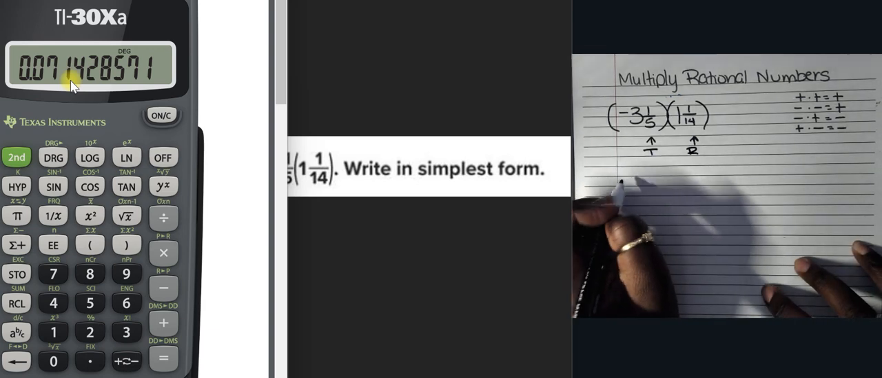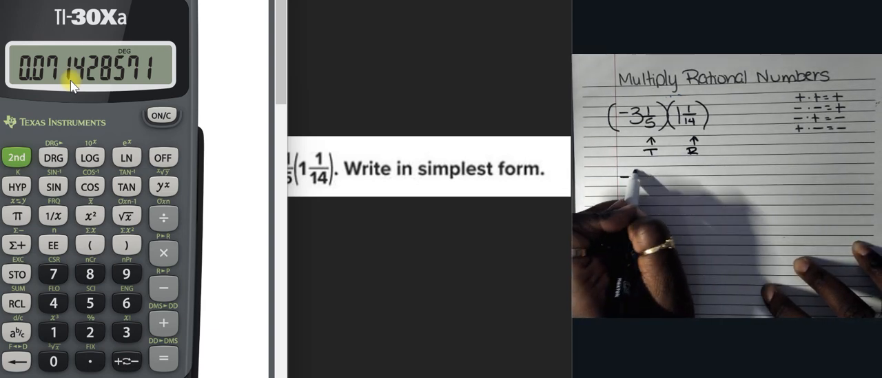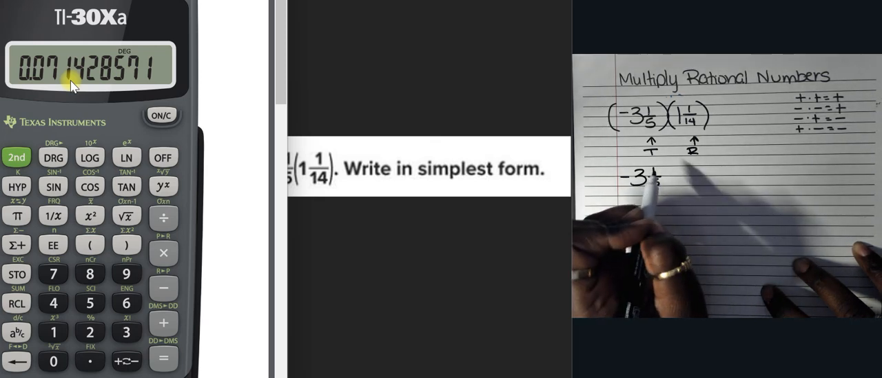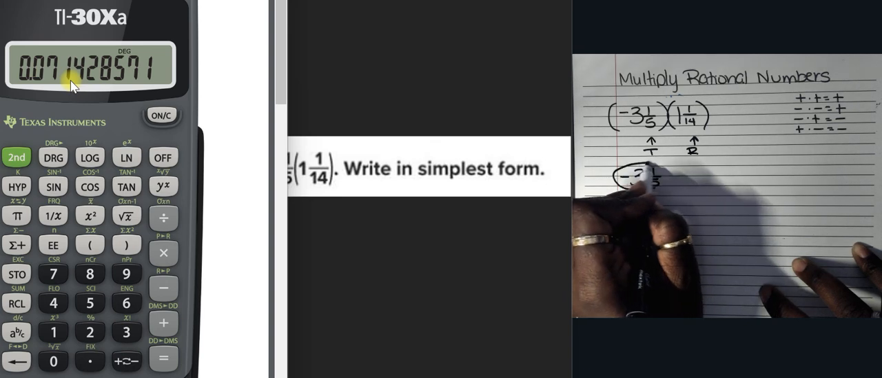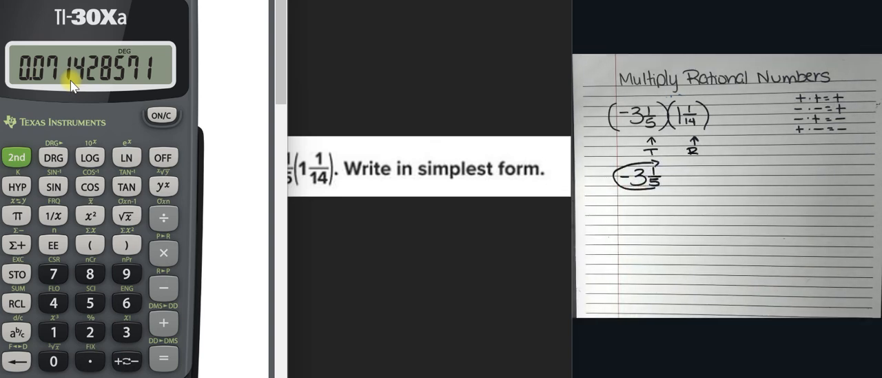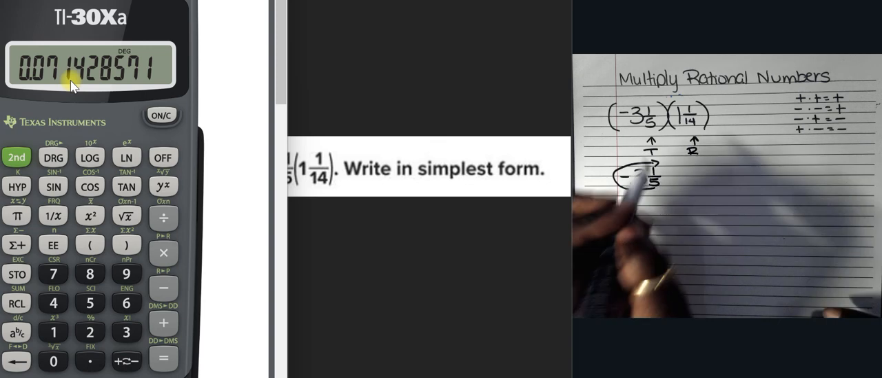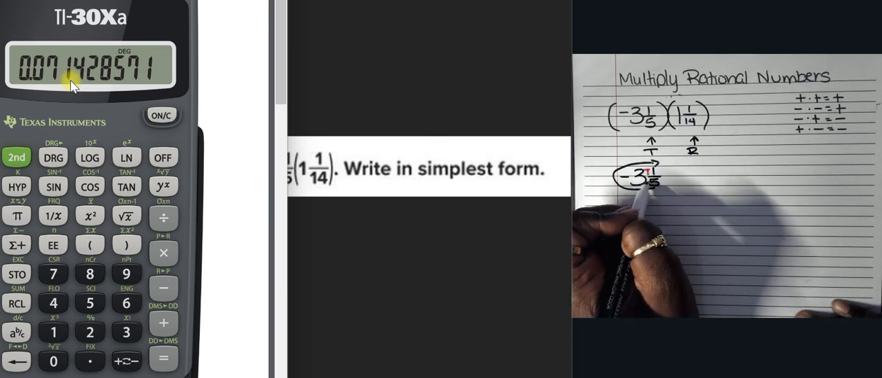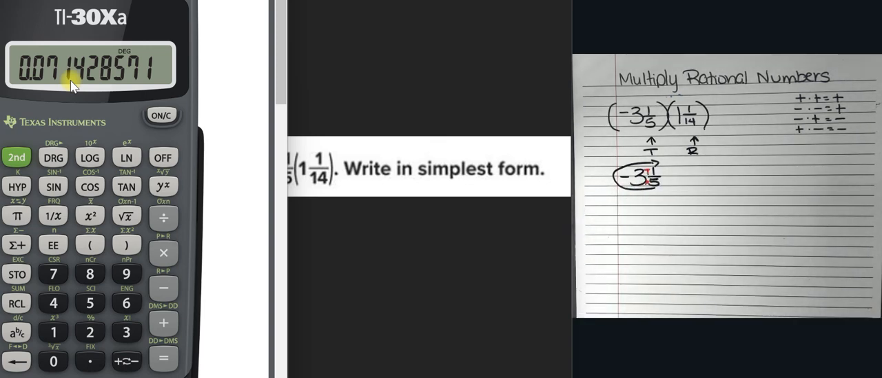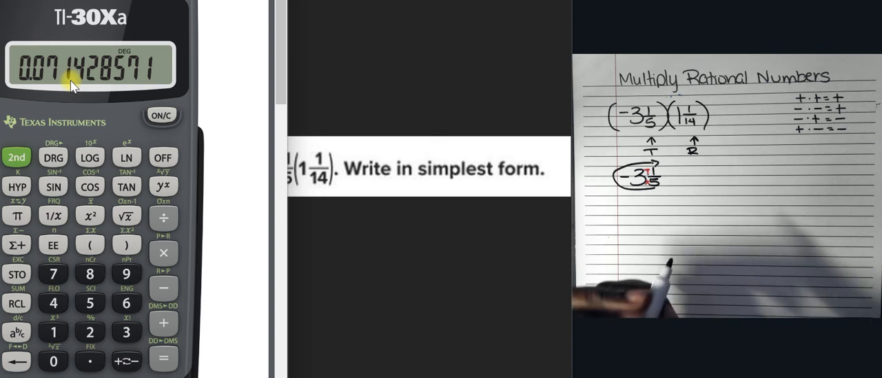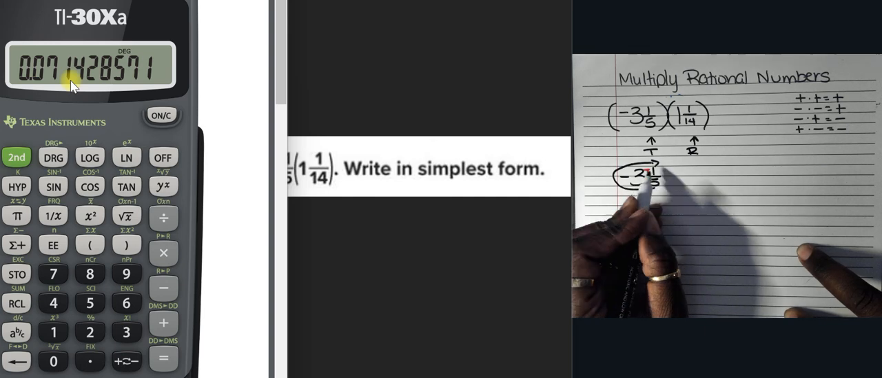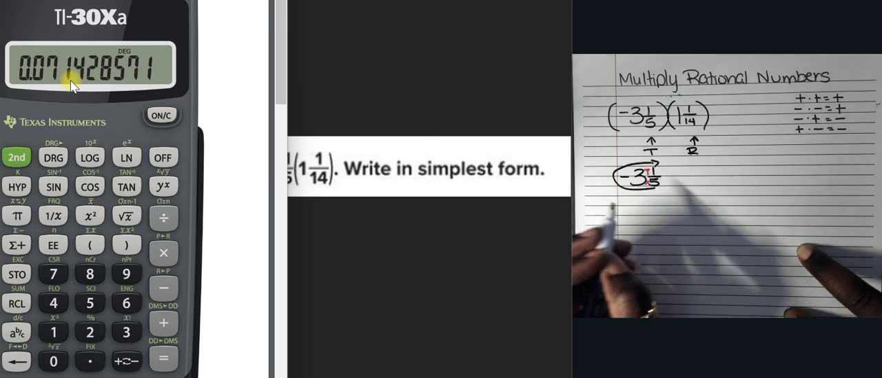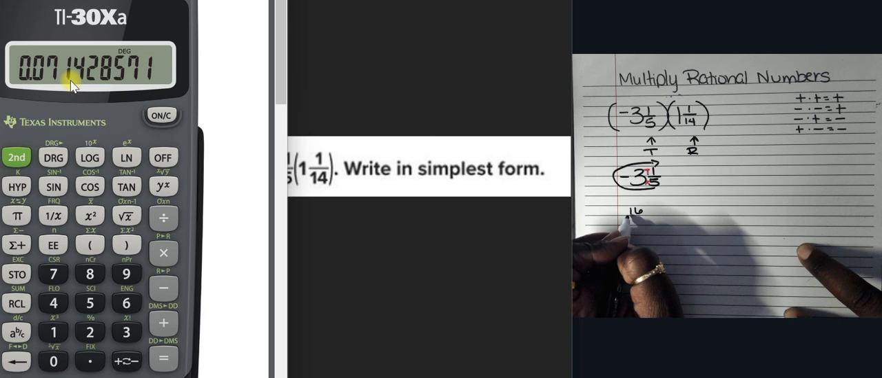So what I'm going to do first is rewrite my problem down here. I'm going to write -3 and 1/5, and I am going to convert this into an improper fraction. Right now it's in mixed form. Remember to do that, you think about Texas, right? We're going to start from the bottom and work our way to the top. And what we get is 5 times 3, that gives me 15. 15 plus 1 gives me 16. So that is going to be 16 over 5. Remember to keep your negative sign.